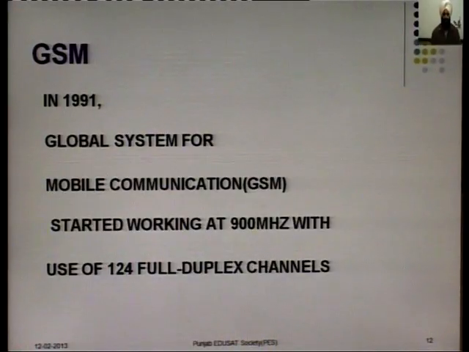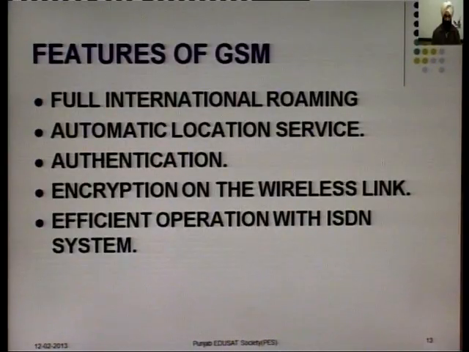Then the global system for mobile, which is very much popular throughout the world, also came into existence in 1991. It started working at 900 megahertz with use of 124 full duplex channels. The features of GSM, as we know, it has full international roaming, because when all the countries of the world agreed upon this system, they changed their systems to these standards.